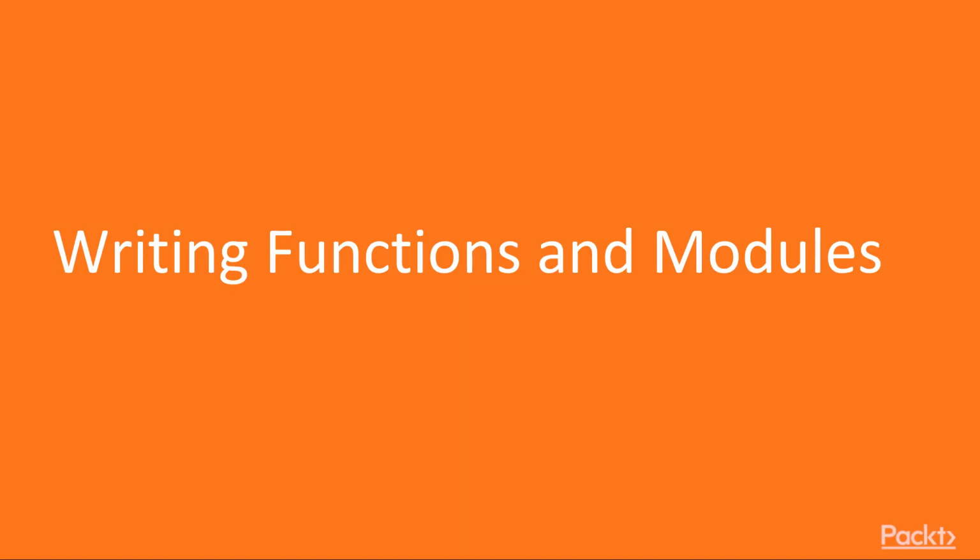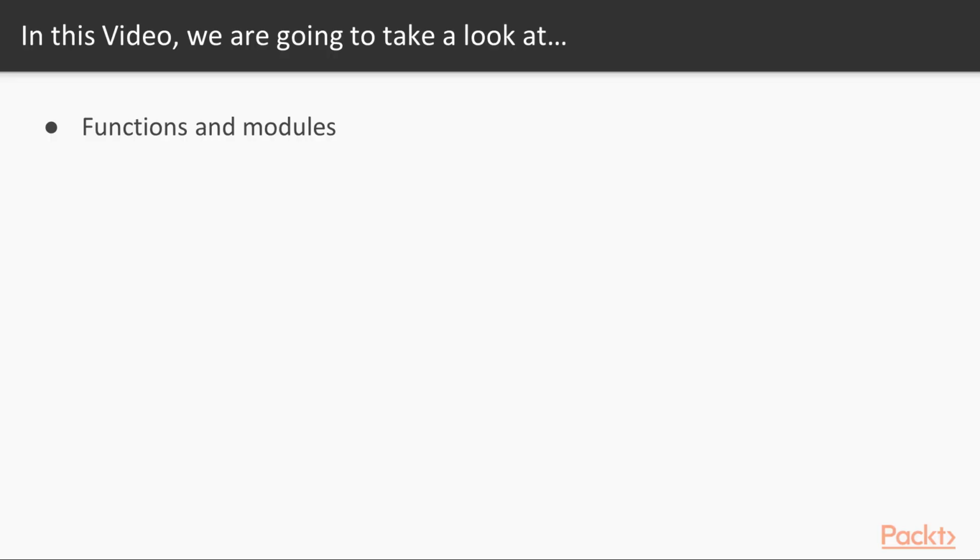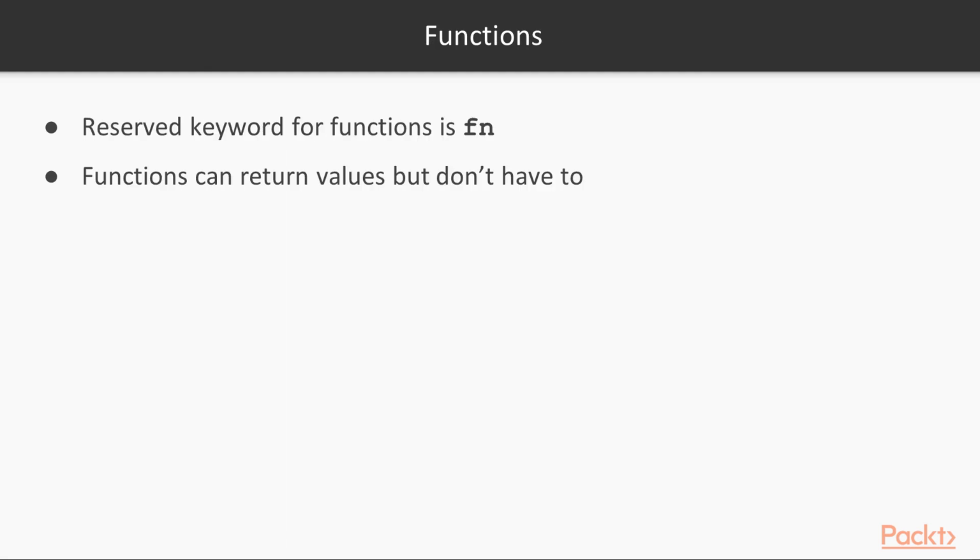The first video in this section is writing functions and modules. We're gonna learn what functions and modules are, what is the use of them, and how to write them in the Rust programming language. So let's start off with functions. You have already come across functions before in this course, or if you've had any programming language experience. For example, in the last video we have used a toString method to convert a string slice to a string. Methods are essentially functions that belong to a structure.